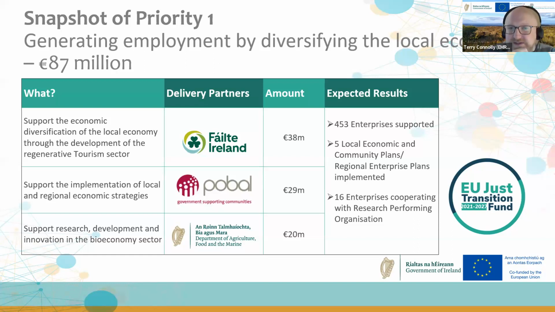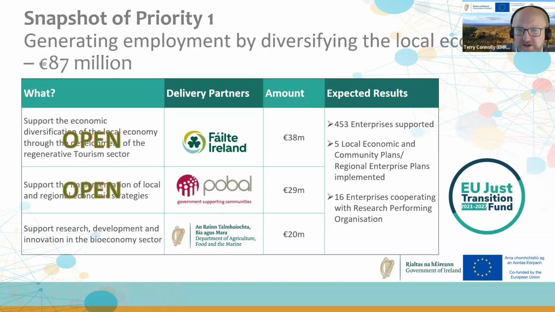We're looking at supporting 453 enterprises, that's the precise figure, receiving support. That's either direct financial support or indirect support. Five local economic and community plans or regional enterprise plans being implemented. So again, this is directly linked to that Pobal scheme, and then 16 enterprises cooperating with research institutions.